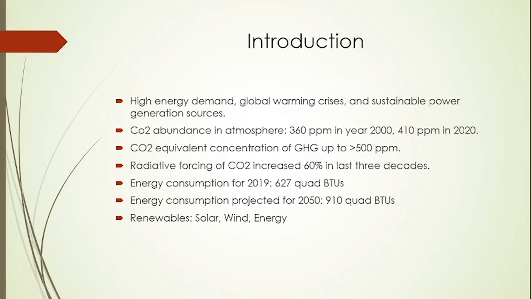Moreover, other GHGs have also increased to 1.6 annual GHG index, making the carbon dioxide equivalent concentration of GHG more than 500 ppm in the atmosphere today. In addition to that, radiative forcing of carbon dioxide has increased almost 60% in the last three decades. And energy consumption for the year 2019 saw highs of 627 quad BTUs, which is projected to increase up to 910 quad BTUs within the next three decades. This calls attention towards utilization of clean and environmentally friendly energy resources, to avail the renewable resources present in the local environment for a better future. Among these renewable energy resources, solar is on top of the list, followed by wind, biomass, etc.